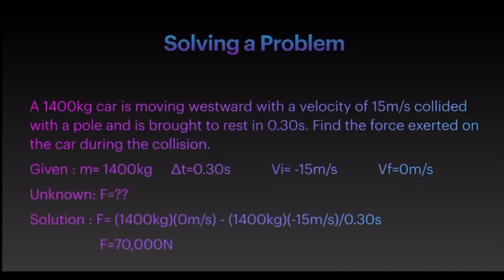Let's solve a problem about it here. A 1,400 kilogram car is moving westward with a velocity of 15 meters per second, collided with a pole, and is brought to rest in 0.3 seconds. Find the exerted force on the car during the collision. The givens here are the mass, delta t, vi, and vf. Let's find the force. We're going to use force equals mass times vf minus mass times vi, over the time interval, which will result in 70,000 newtons.